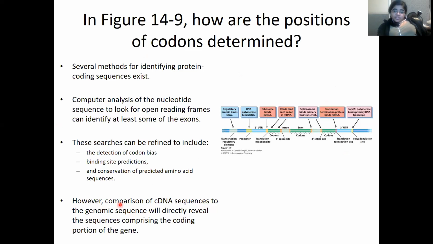Then there are other situations where we can use comparison of the complementary DNA sequences to the genomic sequence and directly reveal how those sequences contain these coding portions of the gene, right? So that is essentially how you can determine the position of the codons themselves.